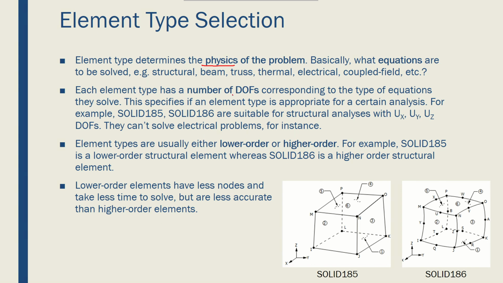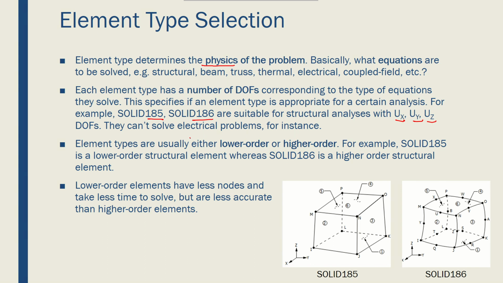Element types have appropriate degrees of freedom that correspond to their physics. For example, structural element types like solid 185 and solid 186 have UX, UY, and UZ displacements, in the X, Y, and Z directions, as their degrees of freedom. So that makes these element types inappropriate for electrical or acoustic problem analysis.